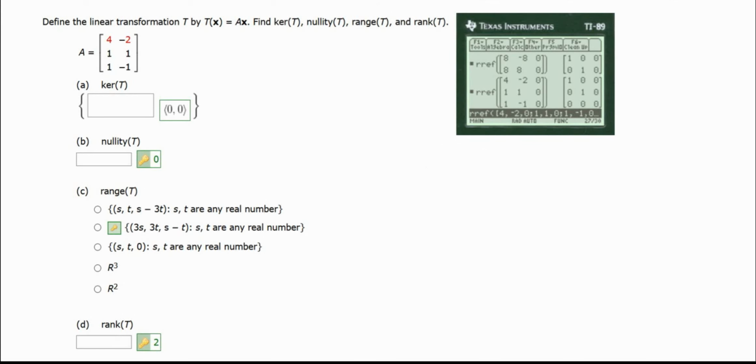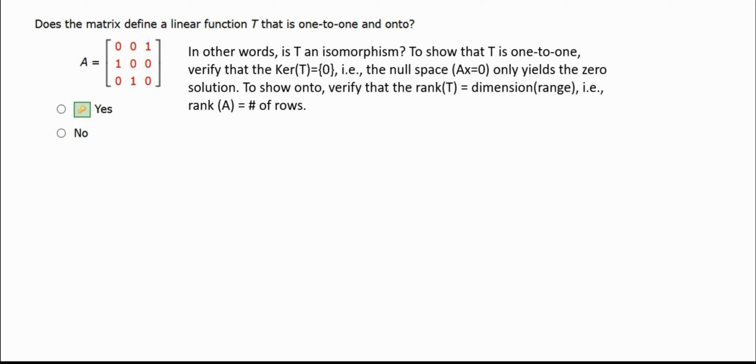I think it was this problem that I had issues with. The last one, and then I leave you alone. Does the matrix define a linear transformation T that is one to one and onto? In other words, I put this caption here just to kind of explain. In other words, is T an isomorphism? To show that T is one to one, verify that the kernel is indeed the zero, maps into the origin. That is, the null space AX equal to 0 only yields the 0 solution. To show onto, verify that the rank of T is equal to the dimension of the range. That is, the rank of A is equal to the number of rows.